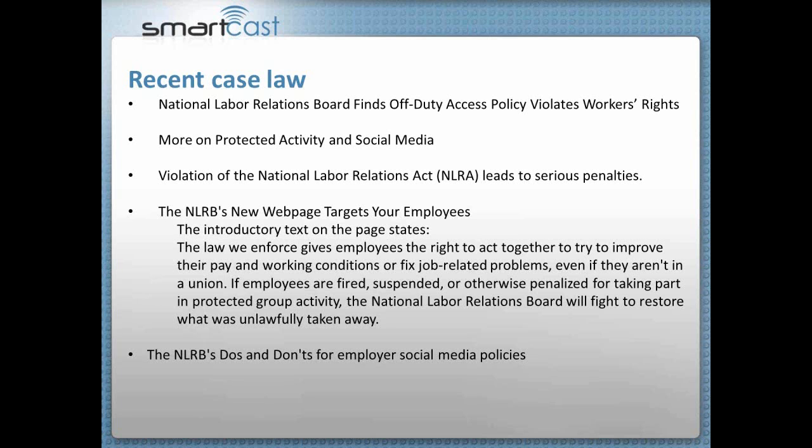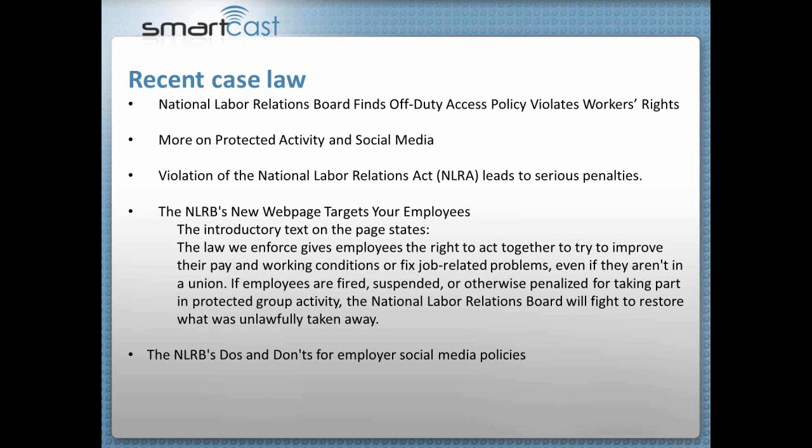Okay, violation of the National Labor Relations Act leads to serious penalties. Discipline imposed pursuant to a company policy that restricts employees from any discussions of their wage rates may implicate Section 7. We talked about that.